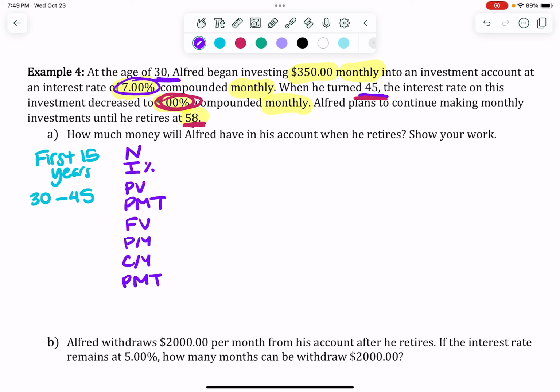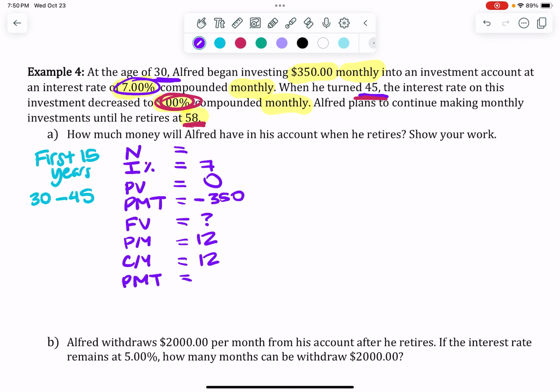Okay, so in the first 15 years, I know a couple of things straight off the bat. I know my interest rate is 7. I know it's compounded monthly. I know I'm looking for my future value. When I take a look at PV, I don't actually see an initial amount that's in this account at the very beginning. But I do see that $350 is a repeated payment, which means I have a negative $350. It's happening monthly, so PY is 12.